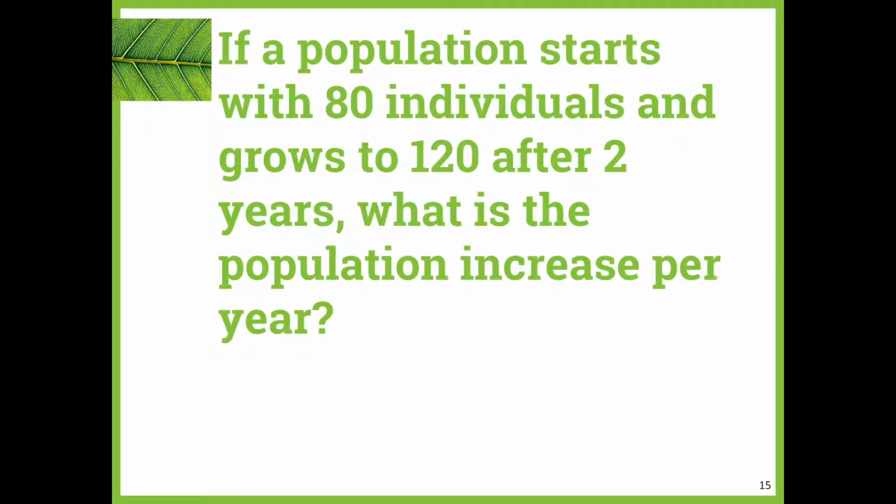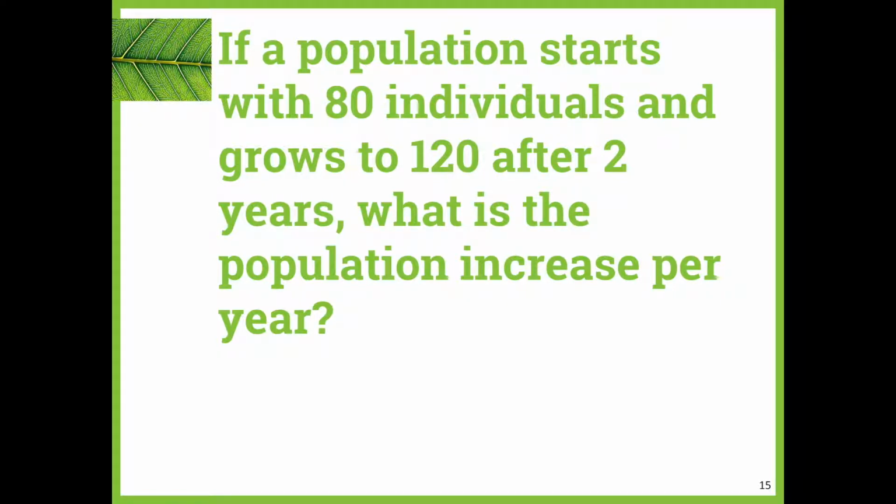So here's an example. Ecologists often want to know not just whether population size is increasing or decreasing, but also the rate at which population size is changing. And so the change in population size in a given period of time can be calculated pretty easily. So if the question is, if a population starts with 80 individuals and grows to 120 after 2 years, what is the population increase per year? So we start with 80 individuals, it grows to 120, and it took 2 years to do that.